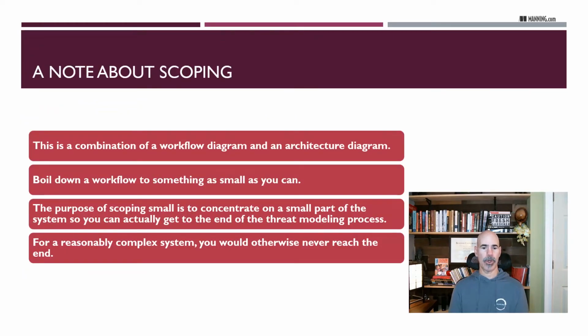So one thing to keep in mind about the scoping though, is that this threat model is a diagram, and it's basically an architecture diagram. So you want to boil down the workflows to something as small as you can. You don't want to create large workflows, unless, of course, it makes sense. But the purpose of scoping small is so that you can work on a given area and actually get to the end of the threat model. If you have a large model with a lot of different components in it, it's going to be difficult for you to tackle that whole thing. Like the common phrase, how do you eat an elephant? You do it one bite at a time. So you want to try to scope it as small as possible so that you can concentrate on small areas, get to a finished threat model, and then be able to move on.